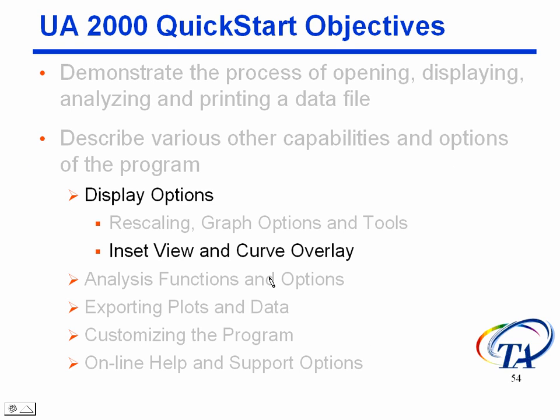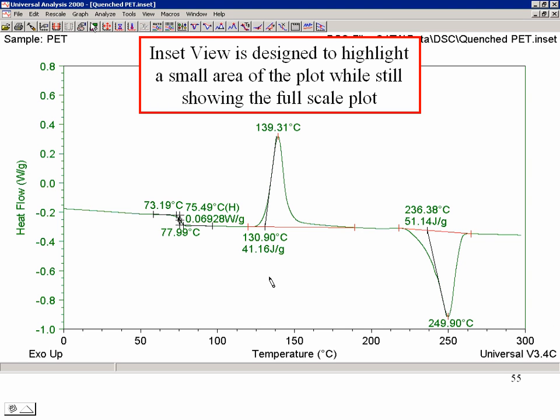Okay, now I'd like to talk a little bit about inset view and curve overlay. These are two really nice features that are built into this program. They're a little bit on the advanced side, so I'm not going to get into them that much in this course, but I want you to walk away from this knowing that they exist. Okay? Inset view is designed to highlight a small area of the plot while still showing the full-scale plot. It's basically a picture within a picture.